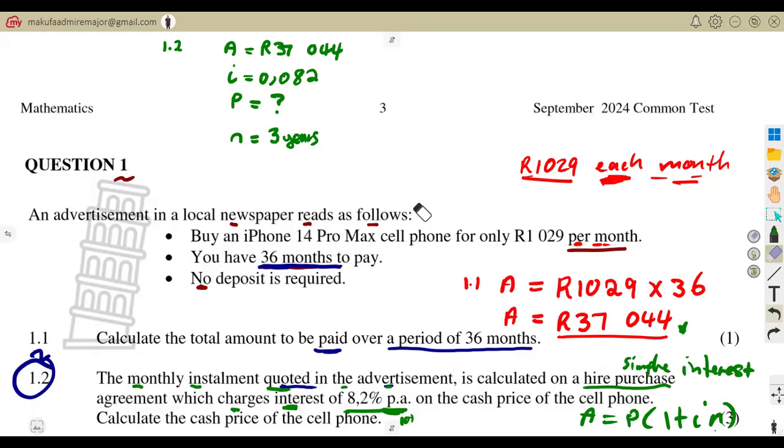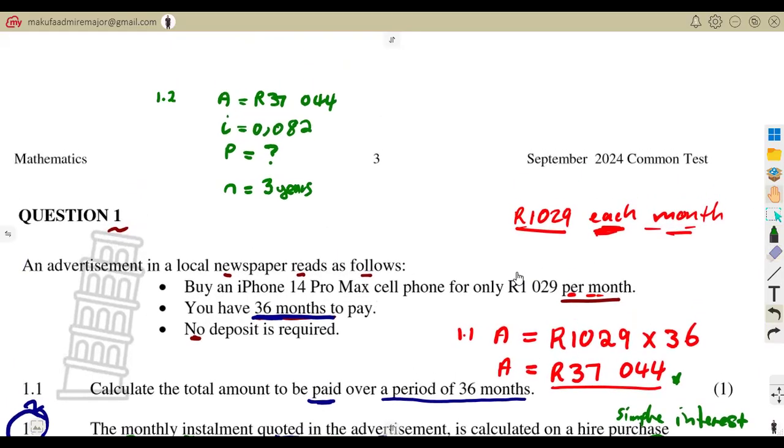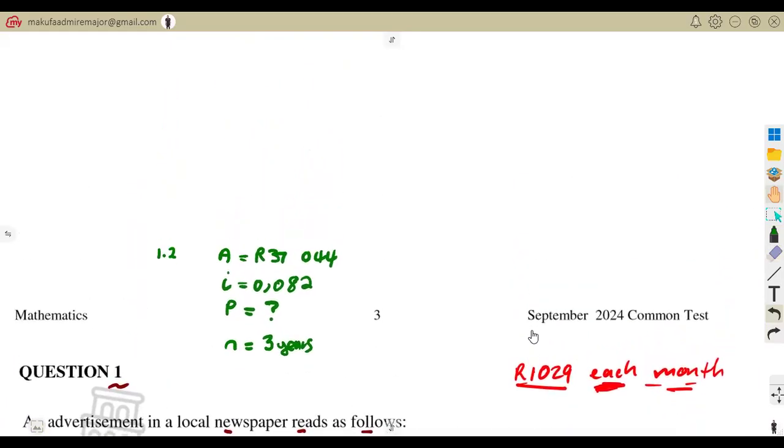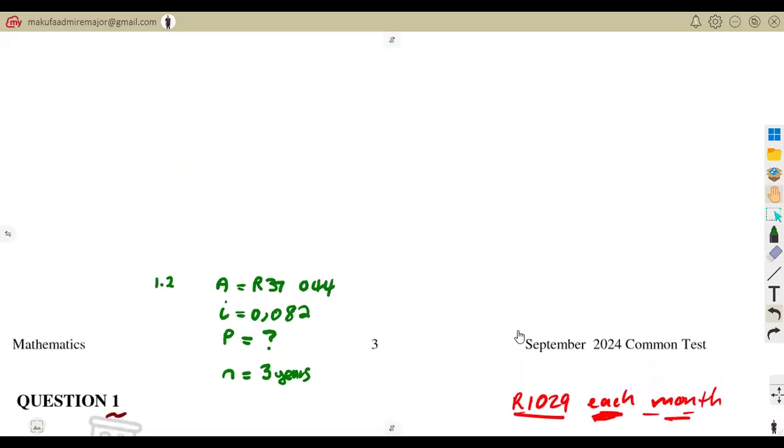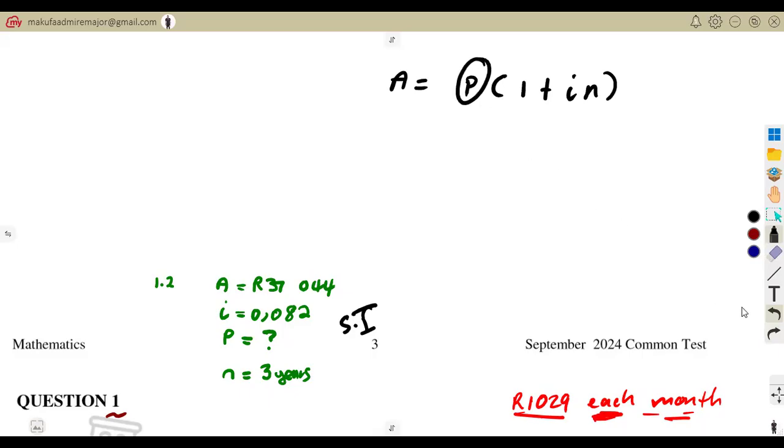You see how they try to hide this information that is supposed to be direct? Because it's an exam, it's supposed to be like that. So you must study and understand the concept, so we can calculate our principal. Like I said, this is hire purchase. You deal with simple interest. So we know that amount is equal to P into 1 plus IN, and you want to calculate the value of P.